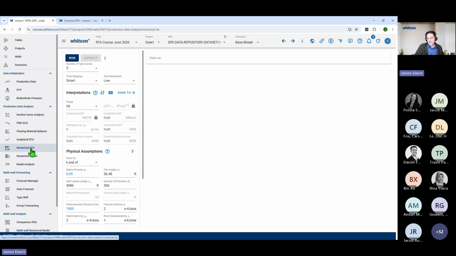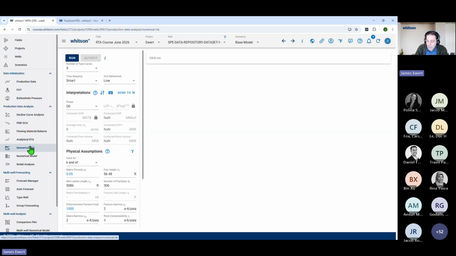Let's click on numerical RTA. This is the big one. This is kind of the main event before we go into the numerical model. And I can see we're just a couple of minutes from break time. So I'd suggest we take the break now, because when we come back, we're going to go through numerical RTA and we're going to wrap up with our model.